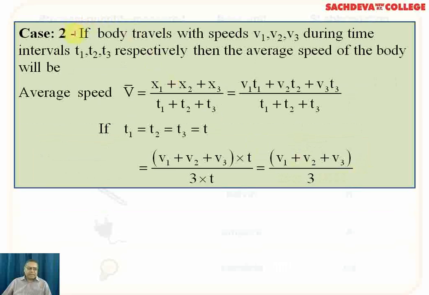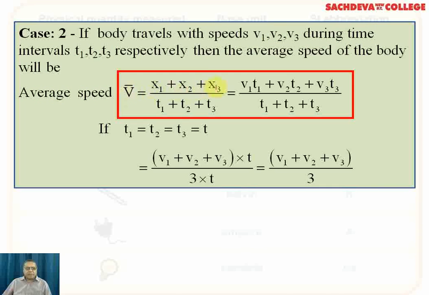Now, the second case is that if a body travels with speeds v1, v2, v3 during time intervals t1, t2, t3 respectively, then the average speed of the body will be as follows. Again we will add the distances x1, x2 and x3, that will become the total distance, divided by the sum of t1, t2 and t3, and that will be the total time. So x1 is replaced by v1 t1, similarly x2 with v2 t2, and x3 is replaced by v3 t3, divided by t1 plus t2 plus t3.